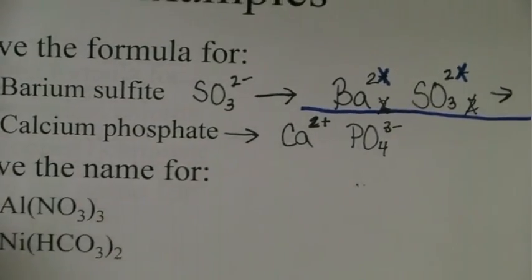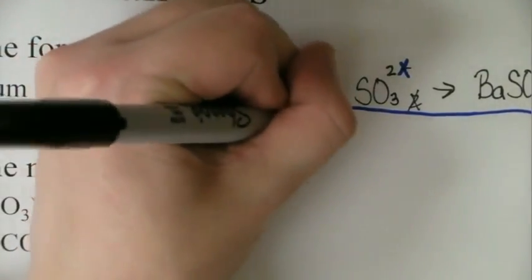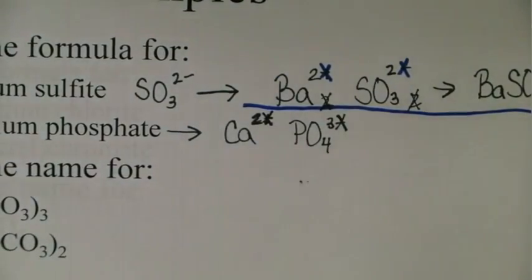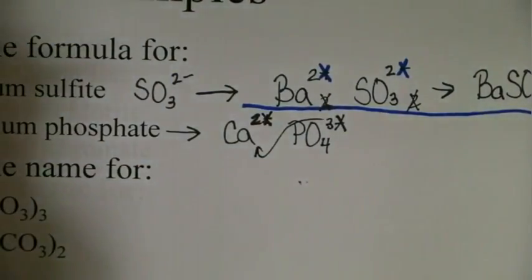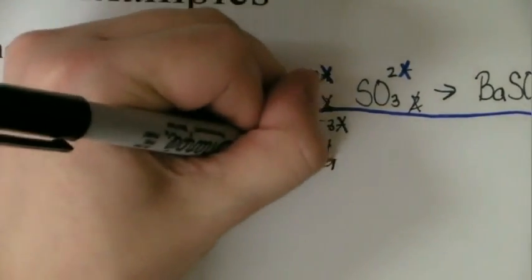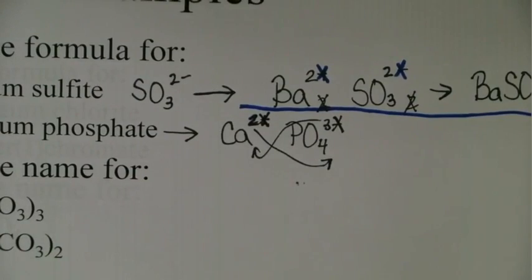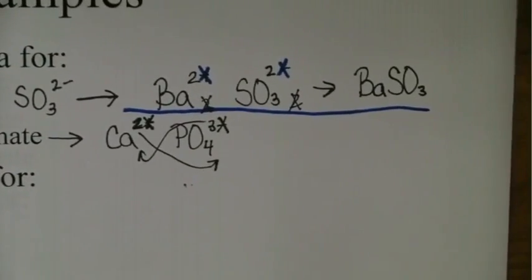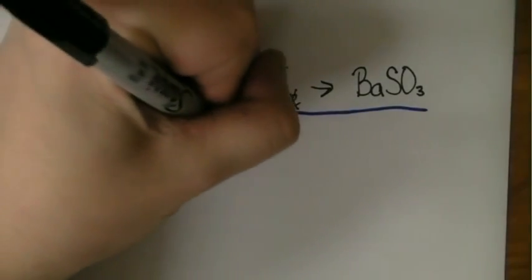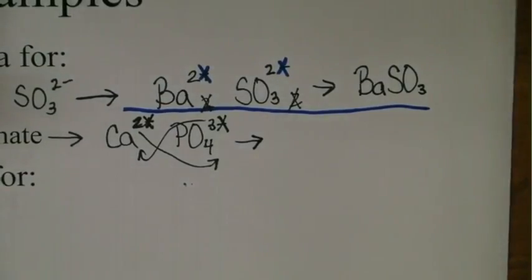Exactly what we did before. Pretend the charges, the signs, are not there, okay? It's just a 2 and a 3. The 3 will cross over to the calcium. The 2 will cross over to the phosphate, to the PO4. Do 2 and 3 simplify? No, you're exactly right. They don't simplify because they can't cancel each other out. One doesn't go into the other, so we just leave them the way they are.